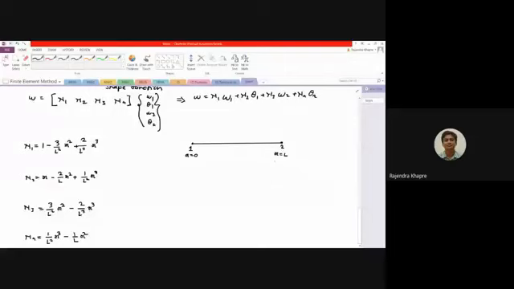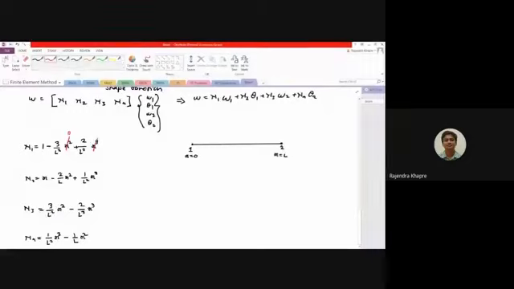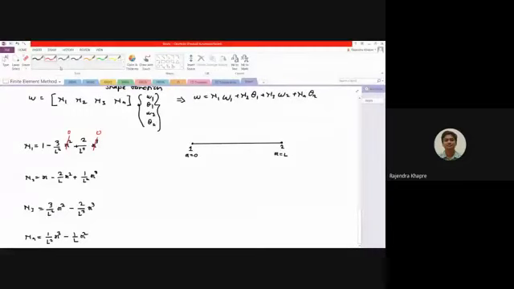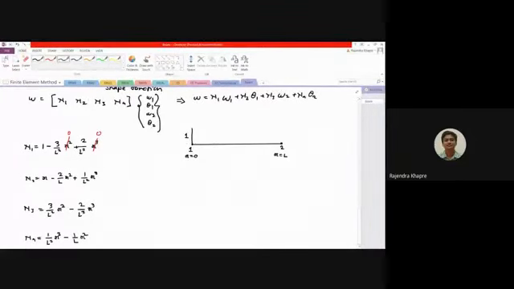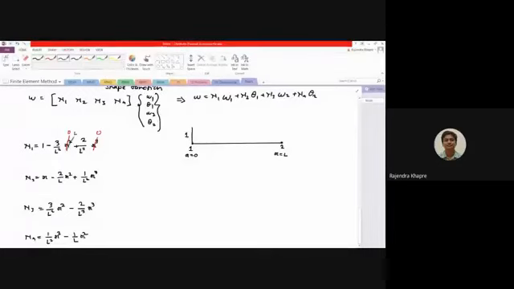Now in this N1 expression, if you substitute the value of x as 0, then what is going to happen? The N1 value will become 1. So your N1 value is 1 over here. In the same expression, if you substitute the value of x as L, what is going to happen? Somebody please tell me. What will come?